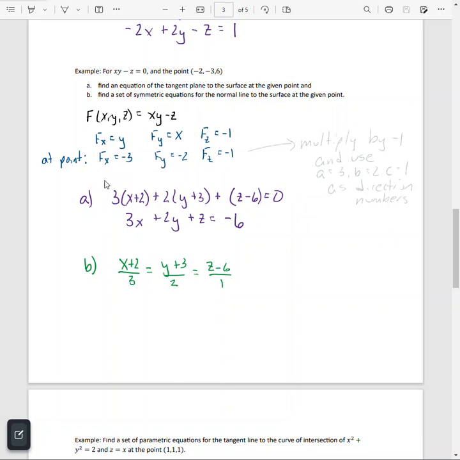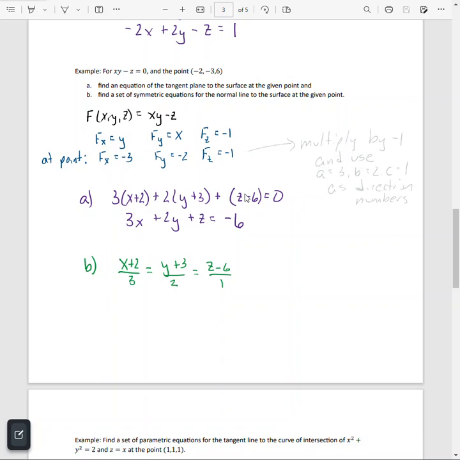For the tangent plane, that becomes 3 times x minus a -2, so x plus 2, plus 2 times y minus a -3, so y plus 3, plus 1 times z minus 6. When we simplify it out, we'll have 3x, 2y, z. Here we have 6 and another 6. That's 12 minus 6 makes 6 on the left-hand side. Want to move it to the right, it becomes a -6. Fantastic. Here's the equation of a plane.